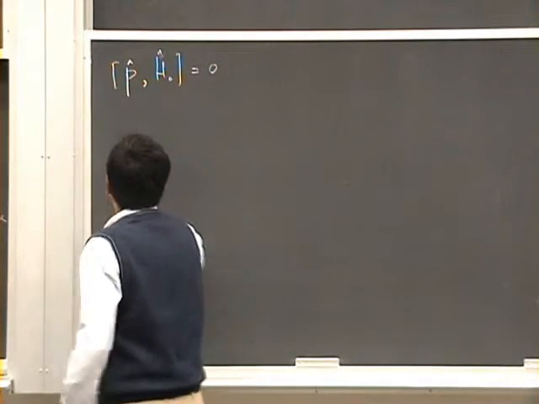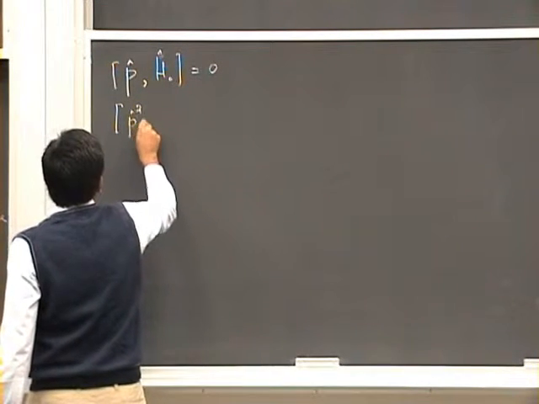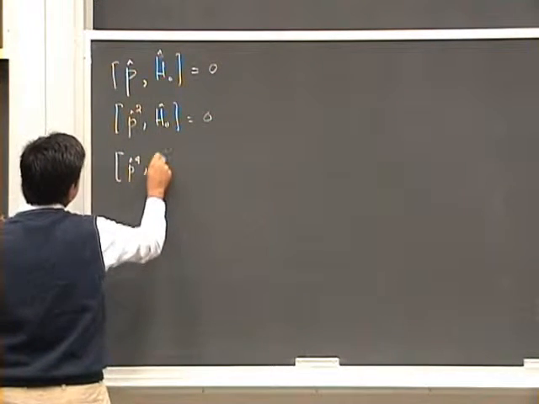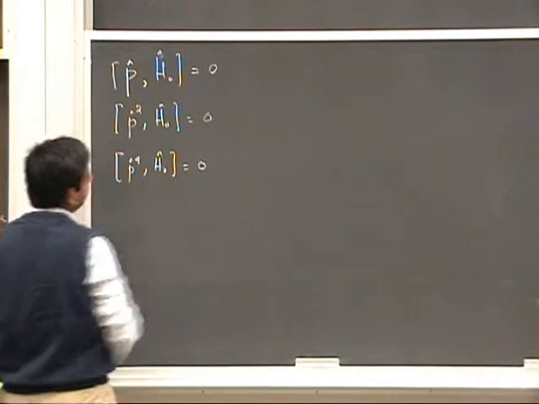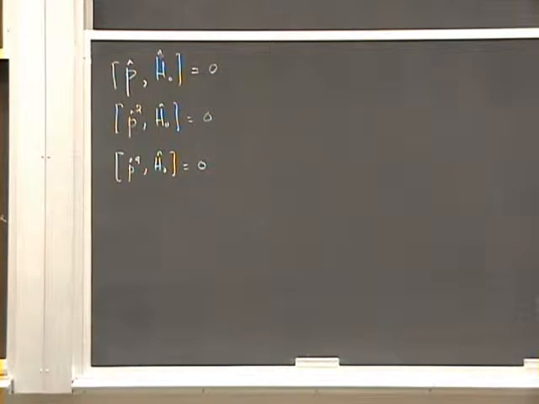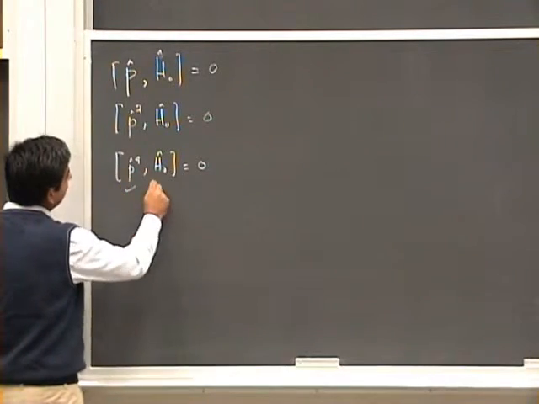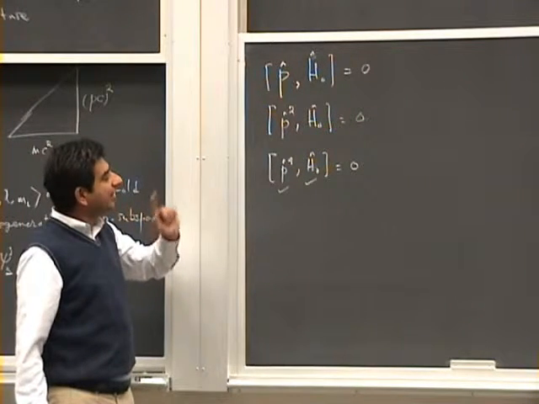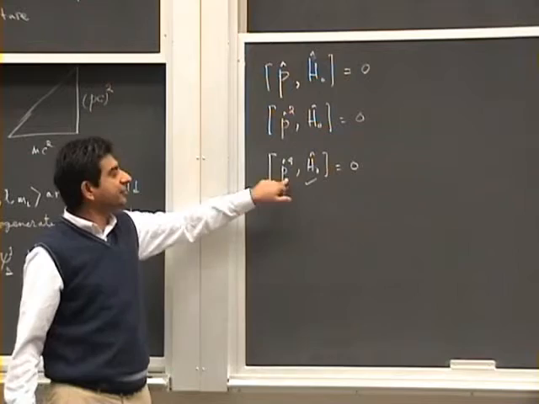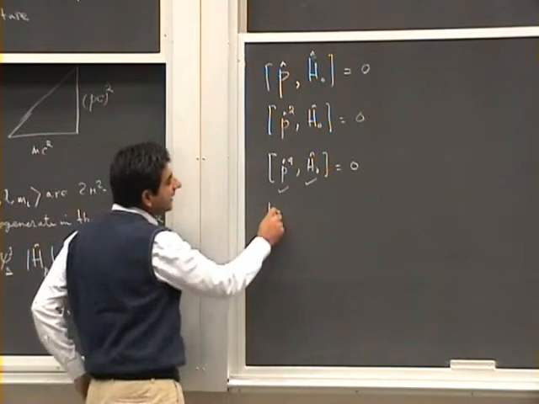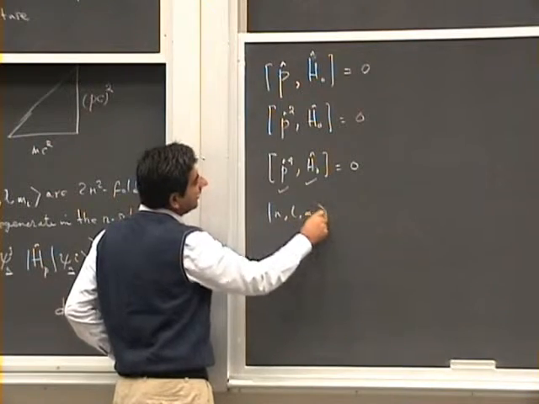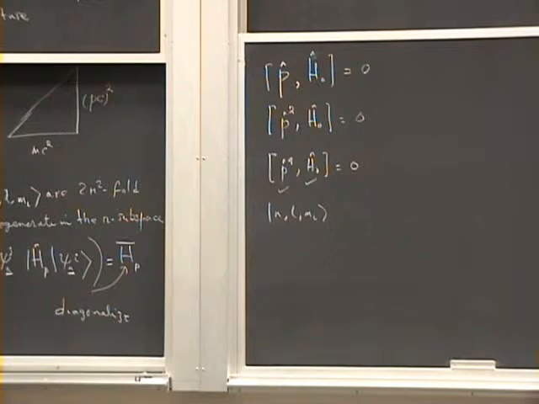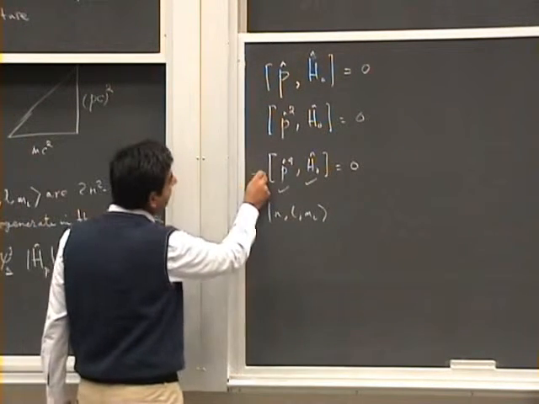Okay, this commutes. P squared also commutes with H0. You'll find that P4 also commutes with H0. Now, if P4, this operator, commutes with H0, then you can find a set of states that are eigenstates simultaneously with H0 and P4. So, if |n, l, m_l> are eigenstates of H0, they must also be eigenstates of P4, because both of these operators mutually commute.